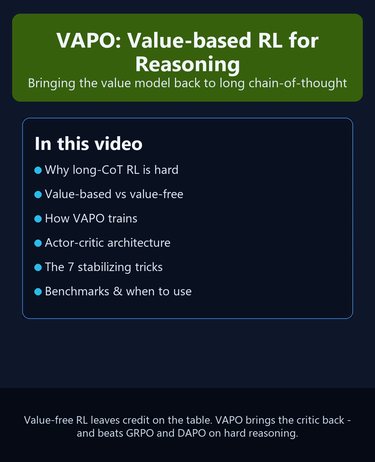Reinforcement learning taught models to reason, but on long chains of thought the popular value-free methods leave something on the table. VAPO, from ByteDance Seed, brings the value model back and beats them. In this video: why long reasoning is hard for RL, what value-based versus value-free means, how VAPO trains, its architecture, the 7 tricks that make it stable, the benchmark numbers, and when to reach for it.